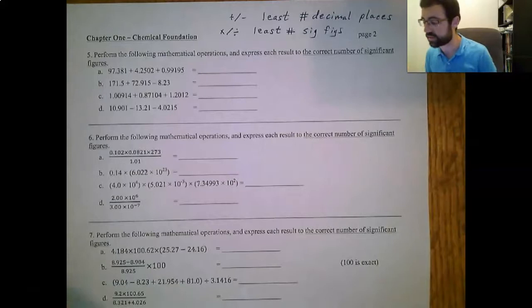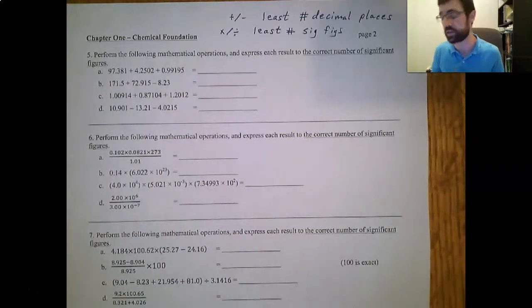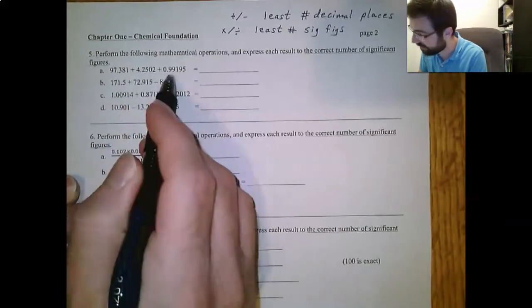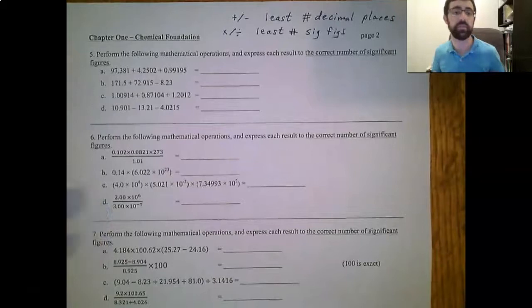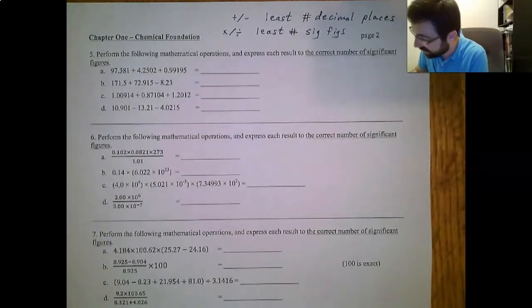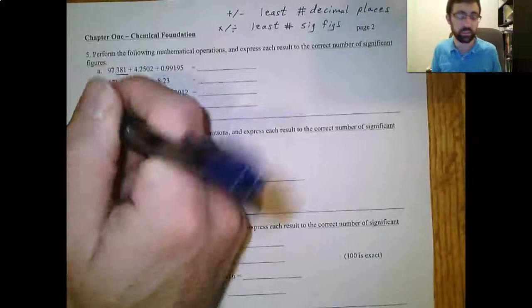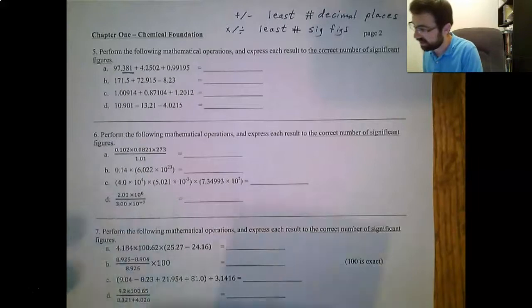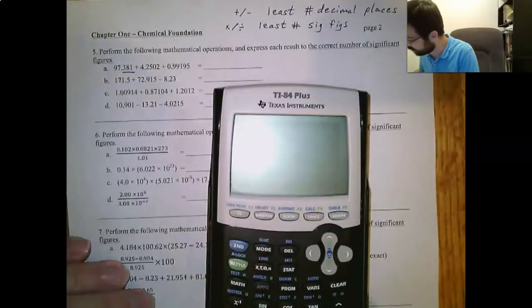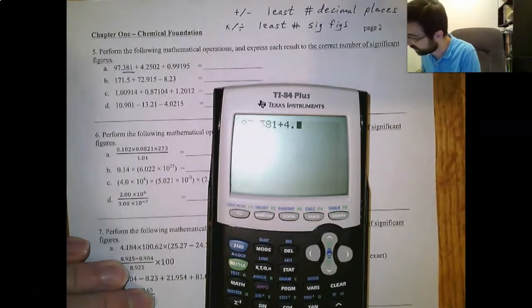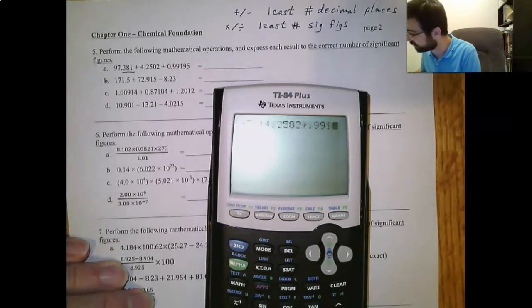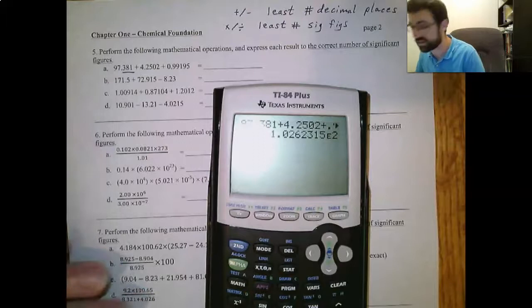Up here, we're doing addition and subtraction. So we're looking at the least number of significant decimal places. So I have 3, over here I have 4, and over here I have 5. So I'm going to keep the least number of significant decimal places. Well, 3 is the least number of significant decimal places. So let us go ahead and do this. In the calculator, we get 97.381 plus 4.2502 plus 0.99195.